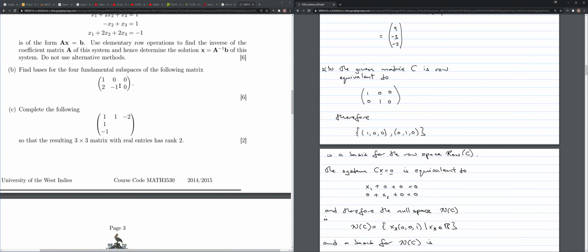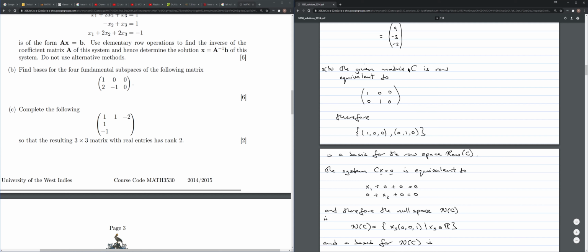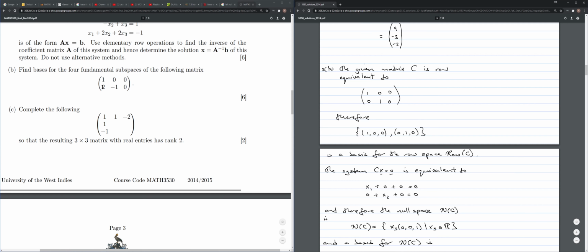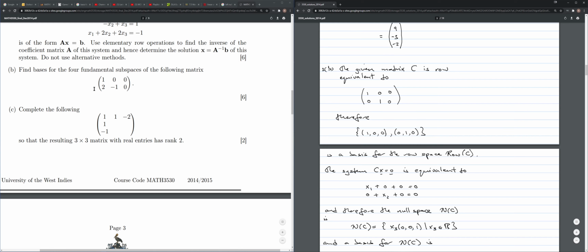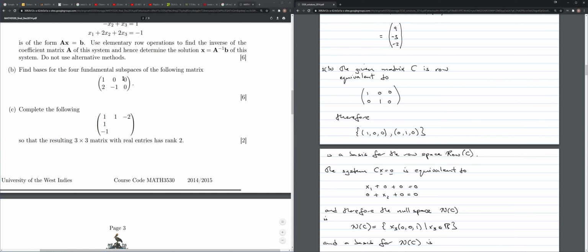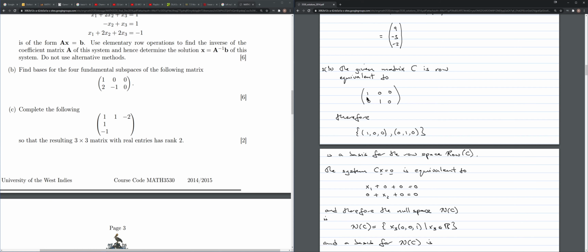Alright, so this is the matrix A over here. I just happen to call it C, but it doesn't make a difference what I call it. So this here is my matrix, and in order to get a basis for the row space, you apply Gauss-Jordan to this matrix, and you'd get this RREF. A basis for the row space would be the non-zero rows of this RREF, which are 1, 0, 0, and 0, 1, 0. So these are a basis for the row space.